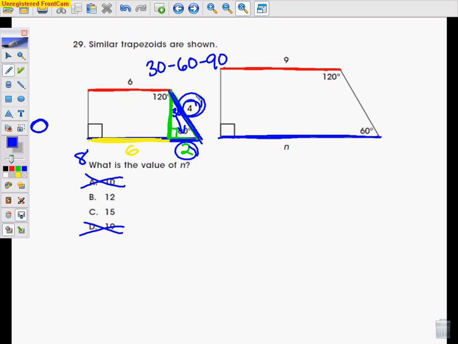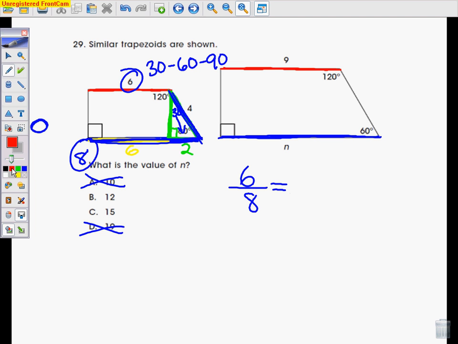If this was something like 20, that would have had to be 10. It's always going to be half the hypotenuse, the side across from the 30. Okay? Now that I know that this whole side is 8, I can use my proportions to solve for n. So 6 is to 8 as 9 is to n.